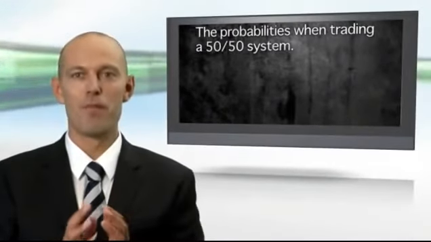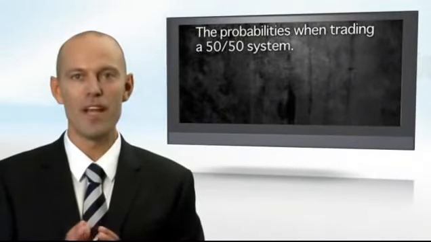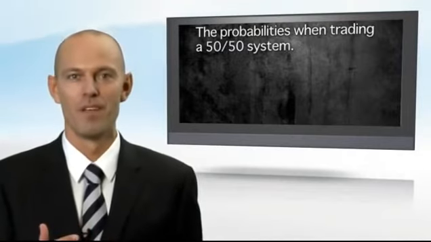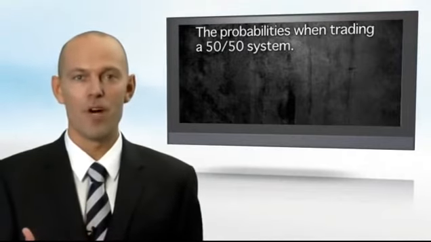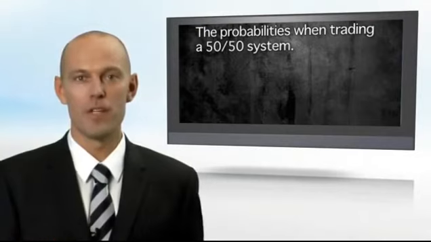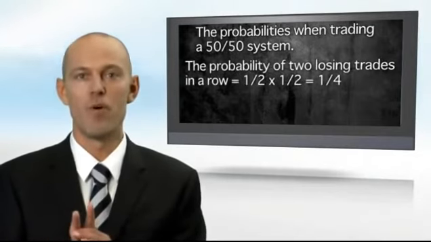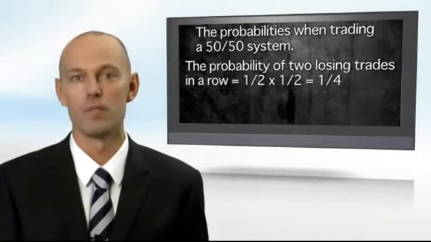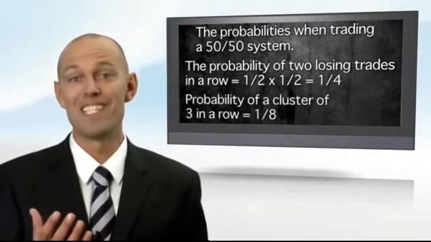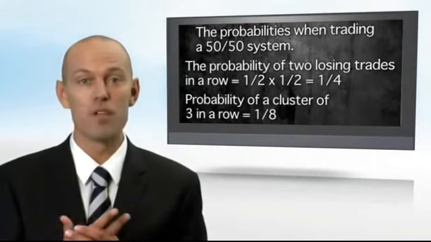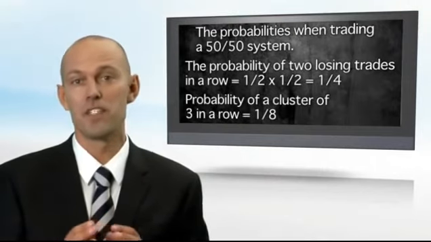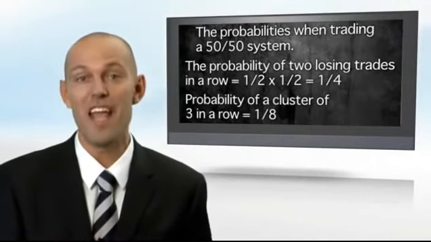Let's take a look at the probabilities when you are trading a 50-50 system. If you have a 50-50 outcome on a positive trade or a negative trade, the probability of 2 losing trades in a row is half times a half or a quarter. The probability of a cluster of 3 bad ones in a row is a half times a half times a half, which is an eighth.